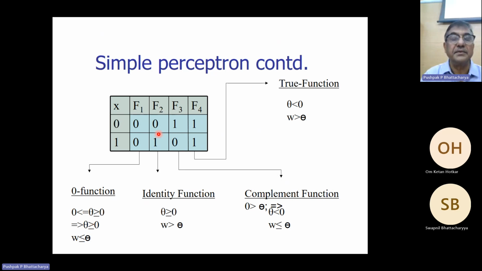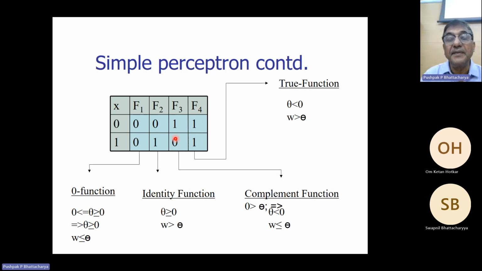Let's take the identity function. For the identity function, if x is 0, y should be 0. If x is 1, y should be 1. So if x is 0, then we again get the condition theta should be greater than or equal to 0. If x is 1, w into 1 should be greater than theta for y to be 1. So theta greater than or equal to 0, w greater than theta will achieve the identity function. y will mirror x.